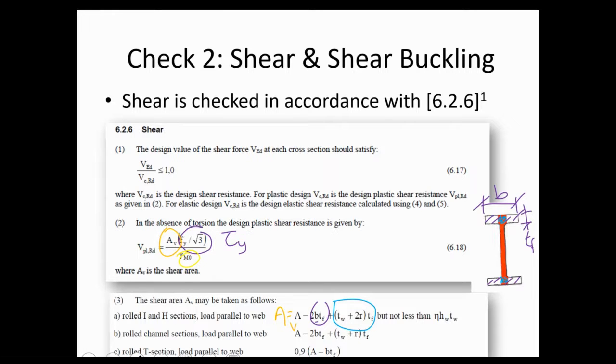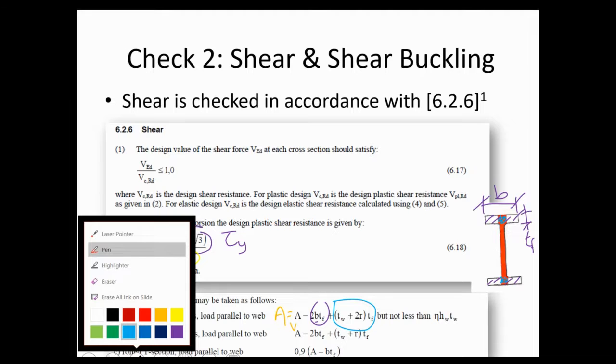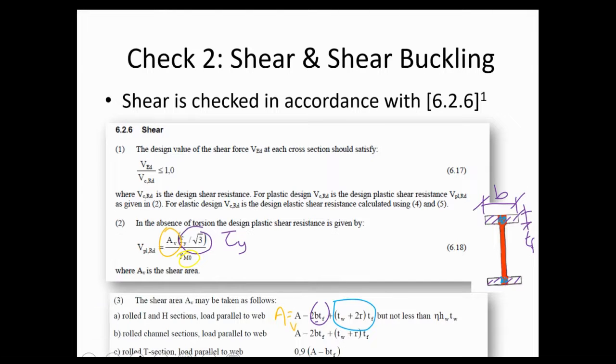And then that cannot be any smaller than this value here. So Av has to be greater than or equal to eta times the height of the web, hw, times the thickness of the web, tw. Okay, so eta we can conservatively take as equal to 1.0.